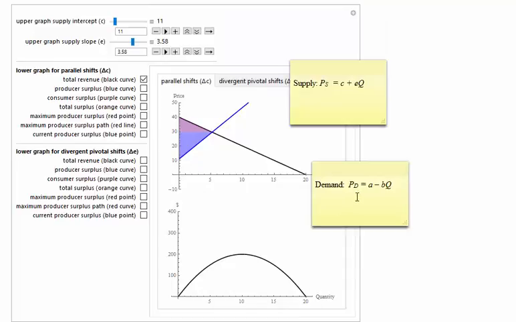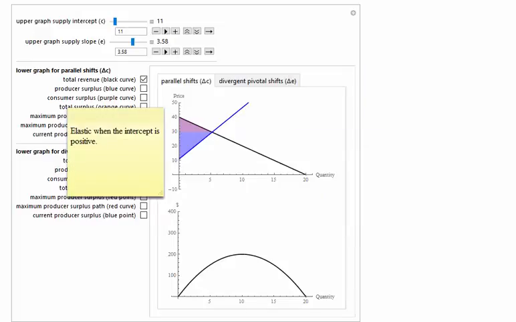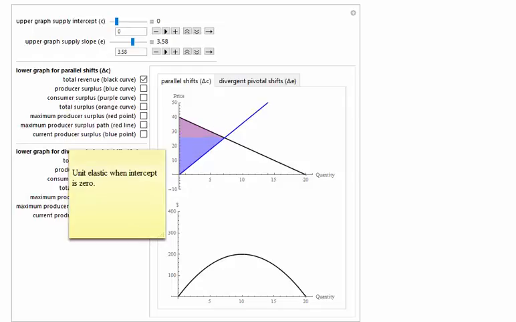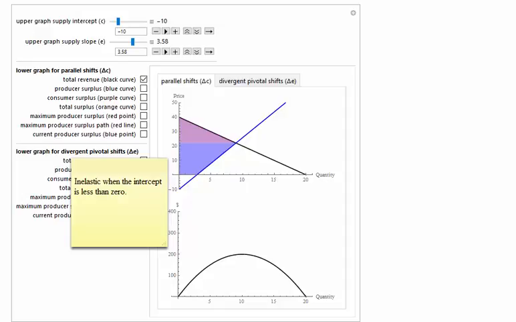So here we have our demand curve where A is the intercept up here at 40, B is the slope, C is the intercept for the supply curve, E is the slope of the supply curve. The supply curve is elastic when C, the intercept for the supply curve up here, is positive. So here I have a positive intercept and the supply curve is elastic. When the intercept is 0, the supply curve is unit elastic. When the supply curve's intercept is less than 0, then the supply curve is inelastic.